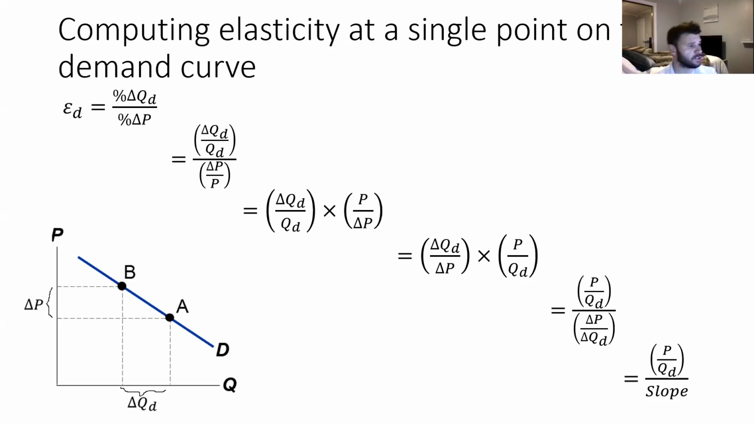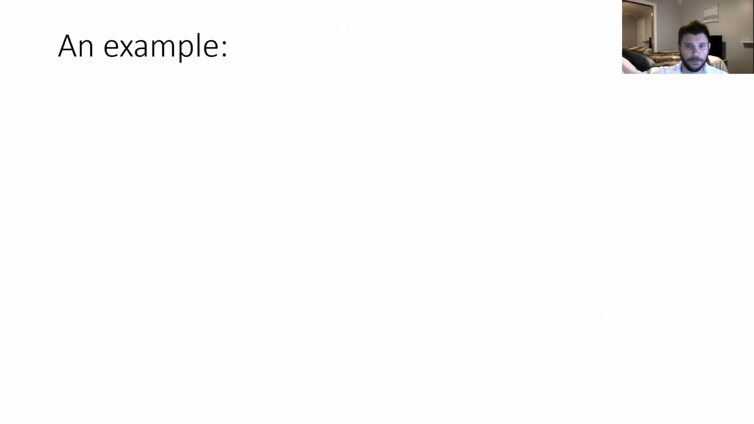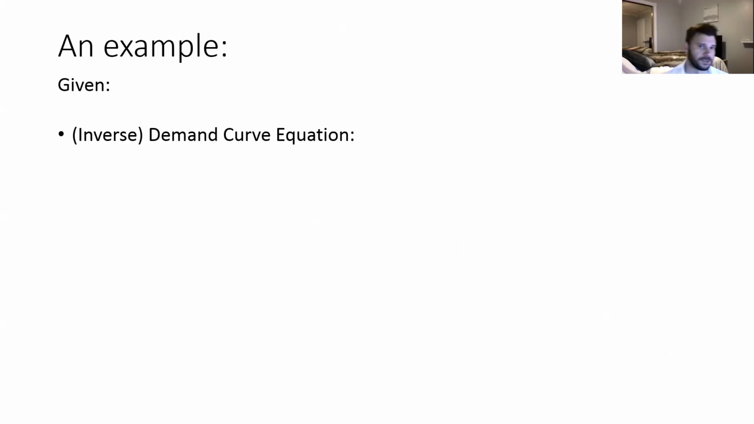And I would like to just wrap this quick segment up here by going through a numerical example so you can see how to apply this idea and compute the elasticity of demand at a particular price or at one single point on the demand curve. So here we go. Okay, we're going to be given the equation of the demand curve, and we talked about the difference between the inverse demand curve equation, which is in P equals form, versus the direct demand curve equation, which is in Q equals form.